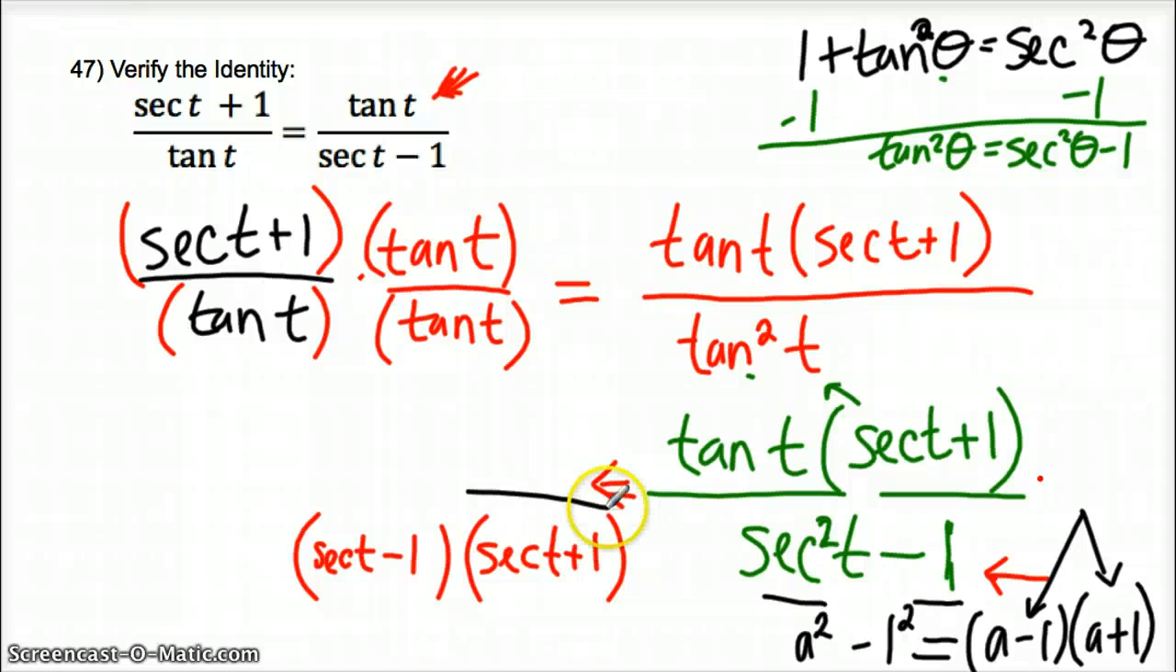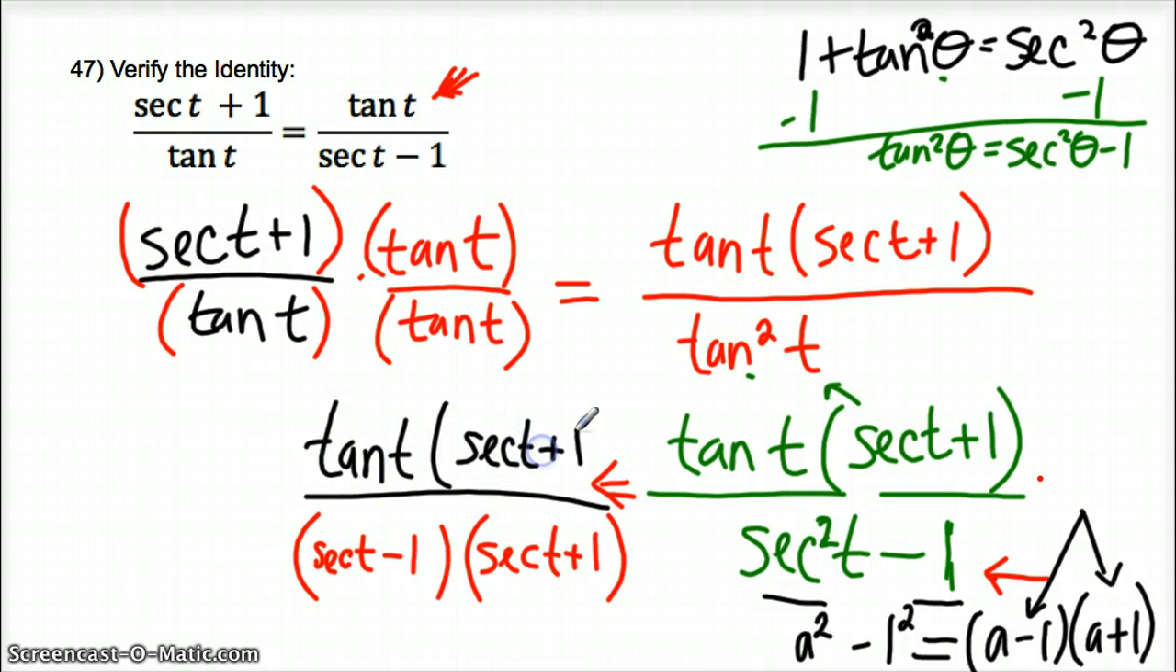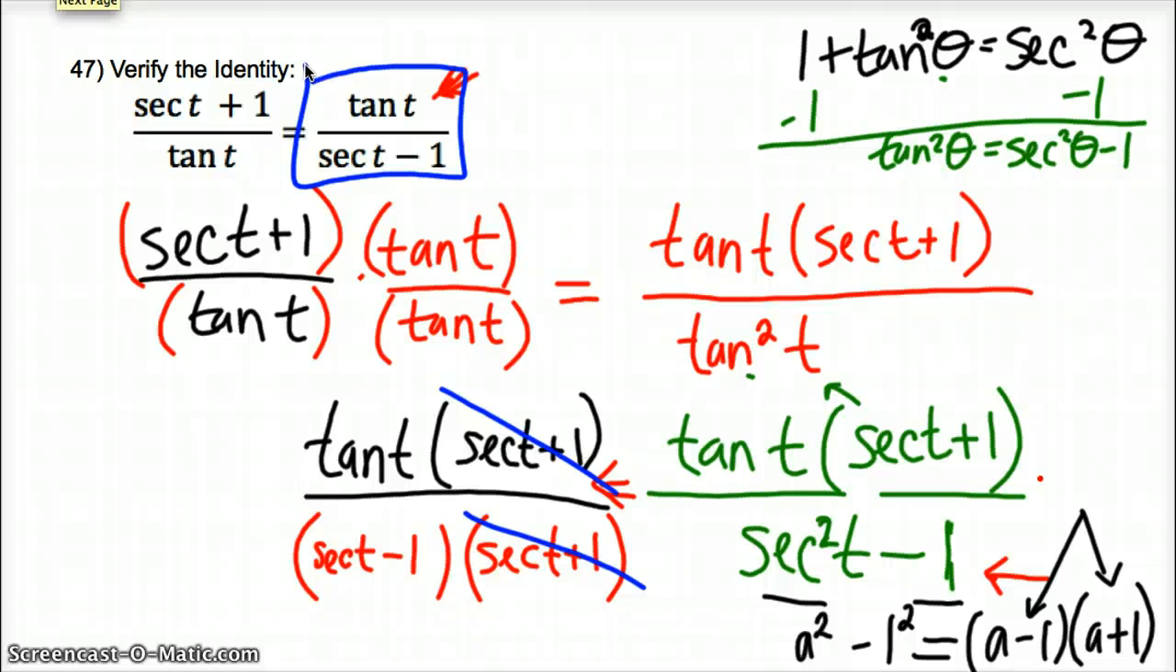Now the top I'm just going to copy down, and notice what I can cancel. I'm canceling. My final step is going to be to cancel the secant t plus 1 on top and bottom, and I see my goal. I've arrived at my end. I have left secant t on top and secant t minus 1 on bottom.